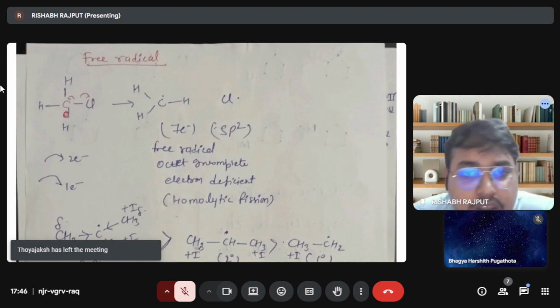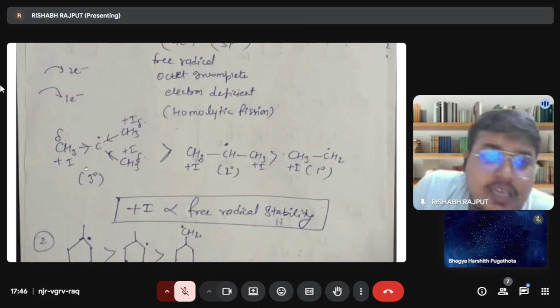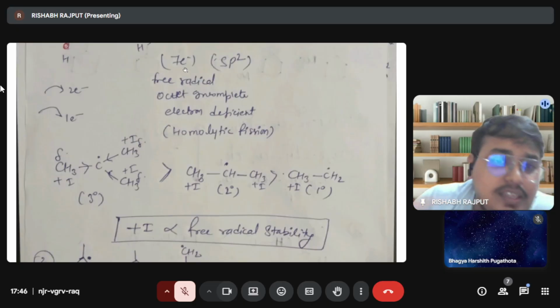Now I will give one example here, guys. See, carbocation is there in their octet.